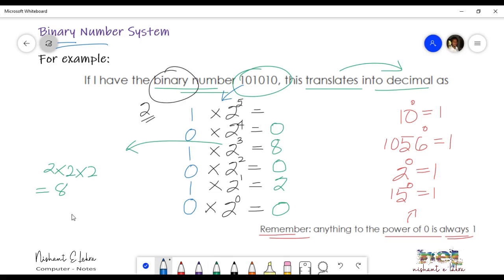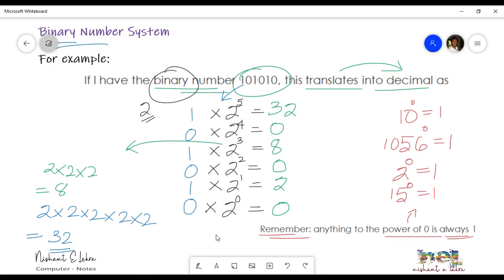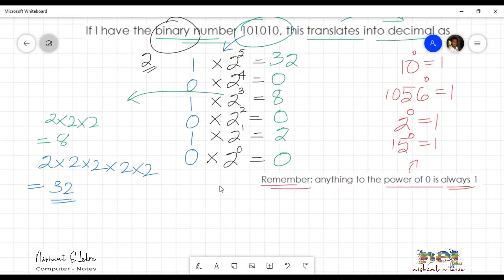Now the last one is 2 to the power 5. This means we have to multiply 2 5 times, and when we multiply 2 5 times, how much will we be getting? 2 2s are 4, 4 2s are 8, 8 2s are 16, and 16 2s are 32. And so 1 into 2 to the power 5 is equal to 32. What is our next step? We will add all these values that we have found.